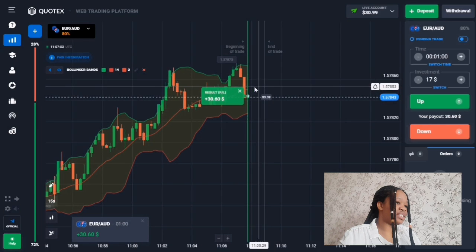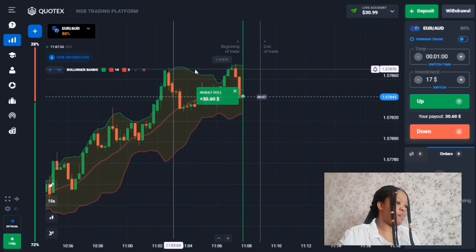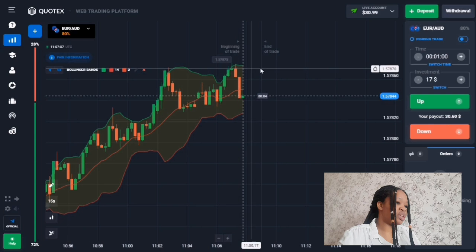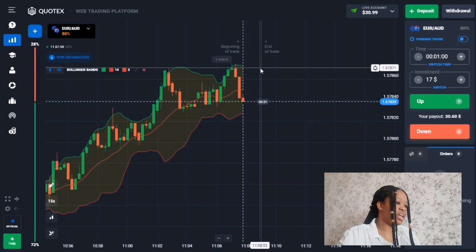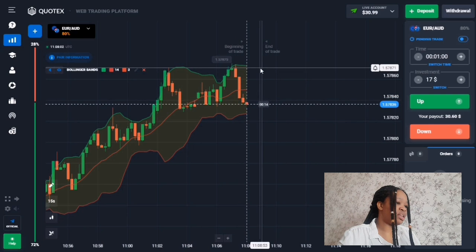Well, let's analyze this trade. This zone gave me a rollback down, and this trade is profitable again. So this indicator really helped me determine the price boundary and the reversal. So let me continue trading.